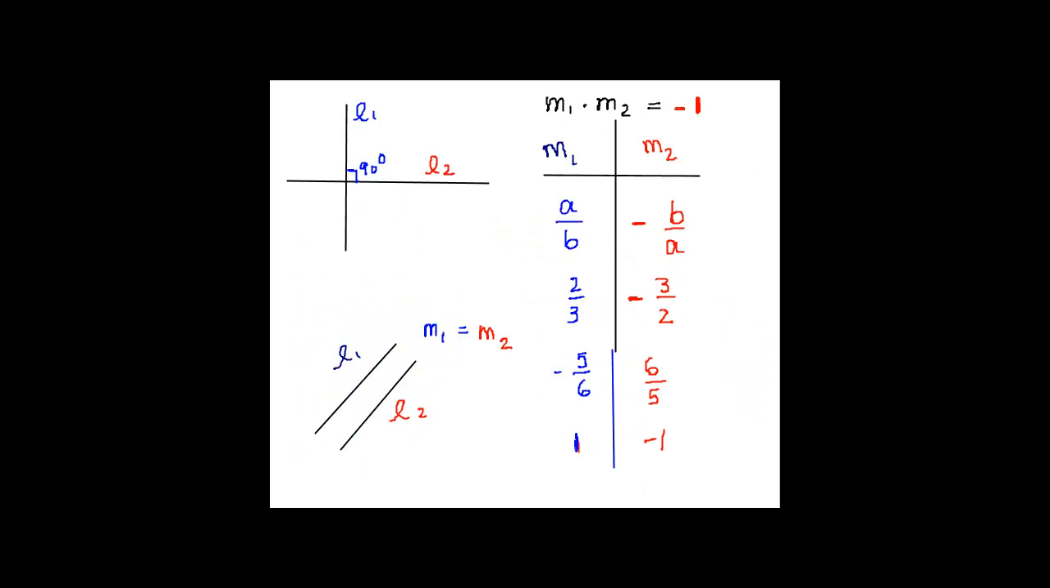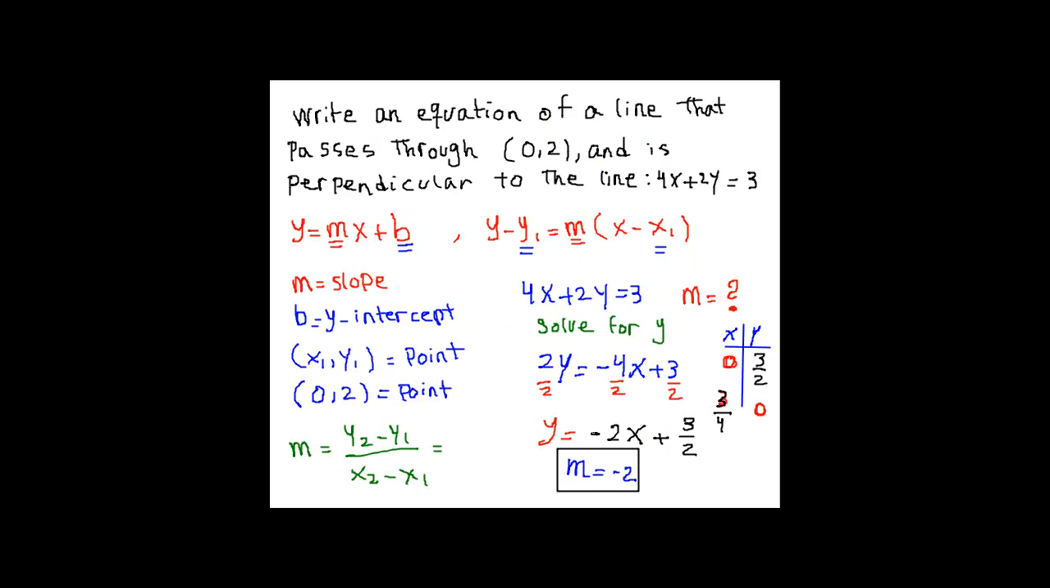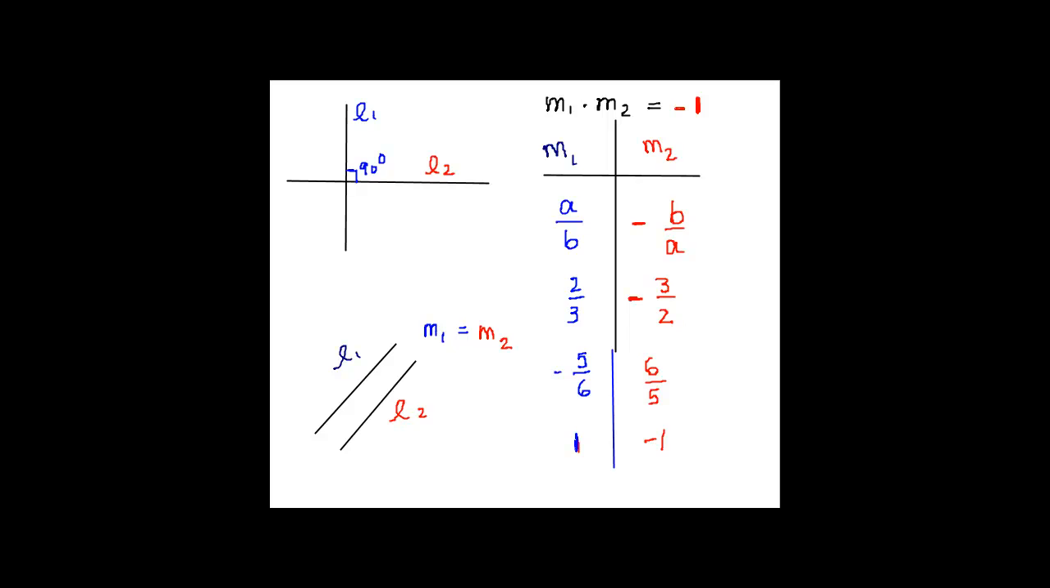If two lines are perpendicular, the slopes are negative reciprocals of each other. Remember that? So if the slope of the first line is -2, the slope of the other one would be the negative reciprocal.